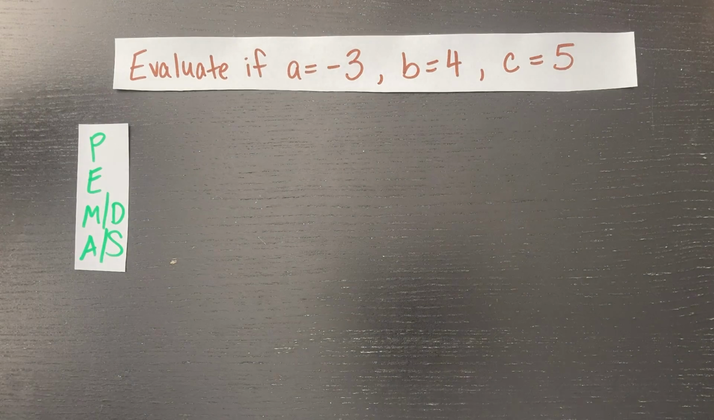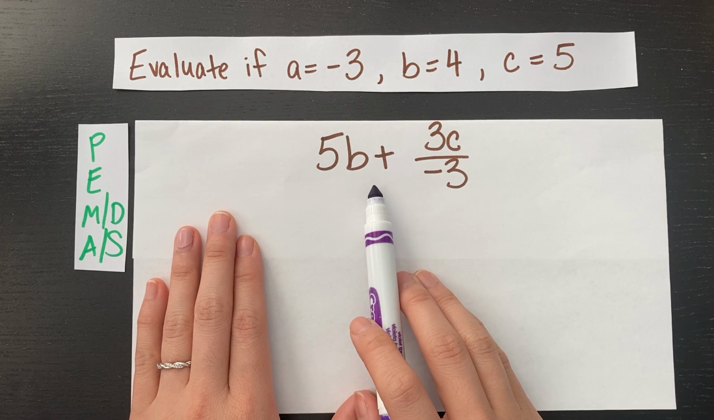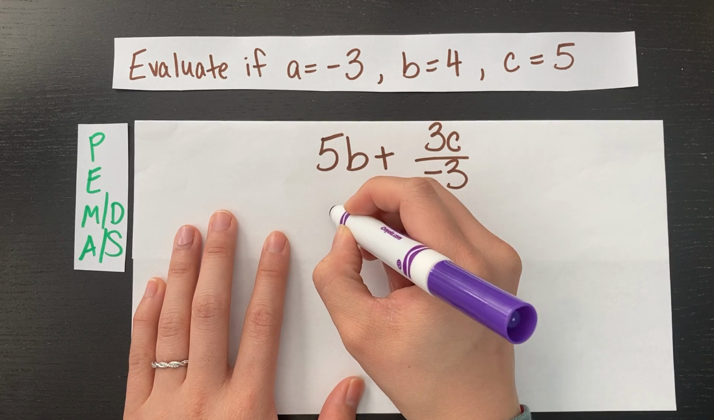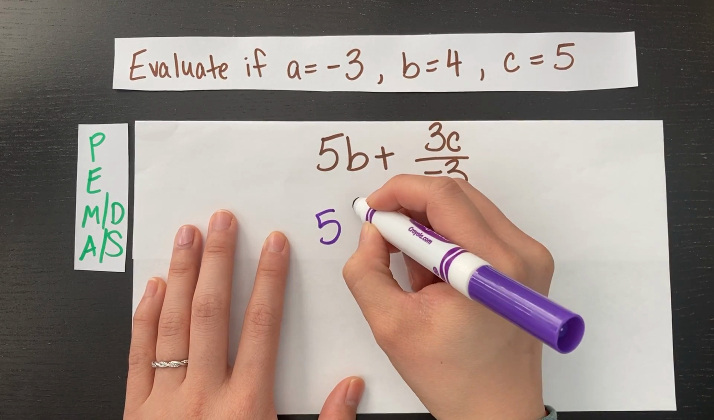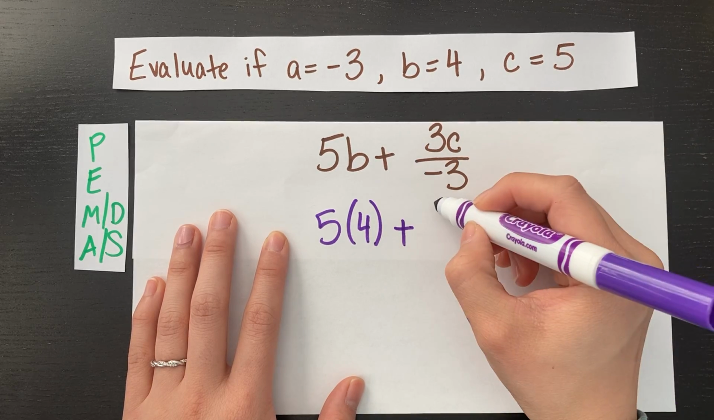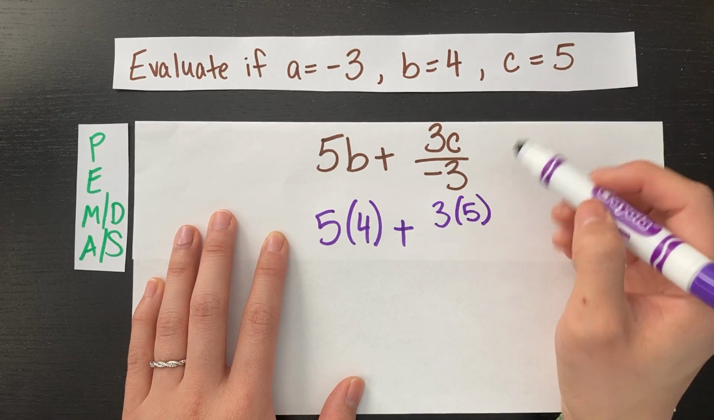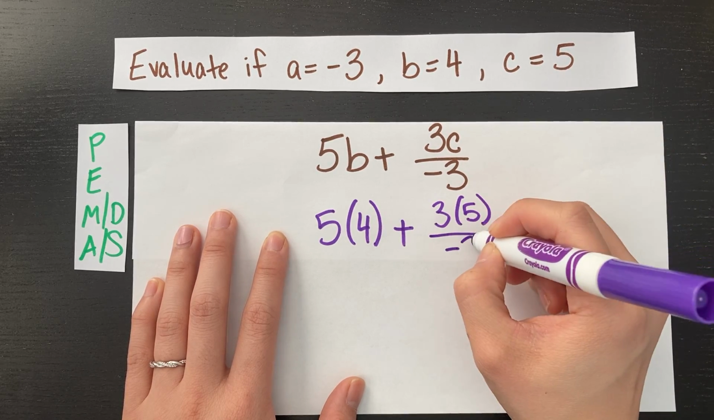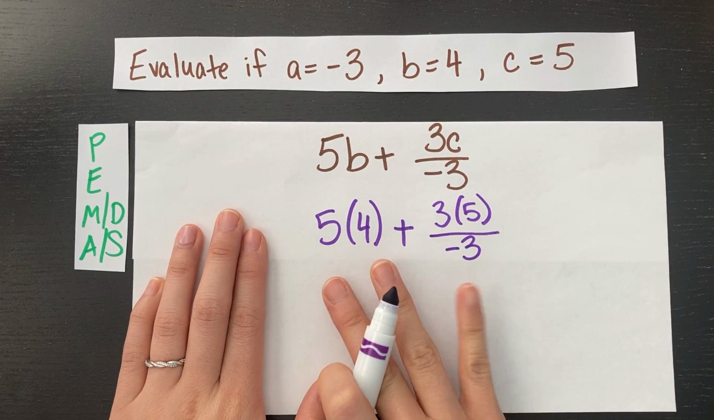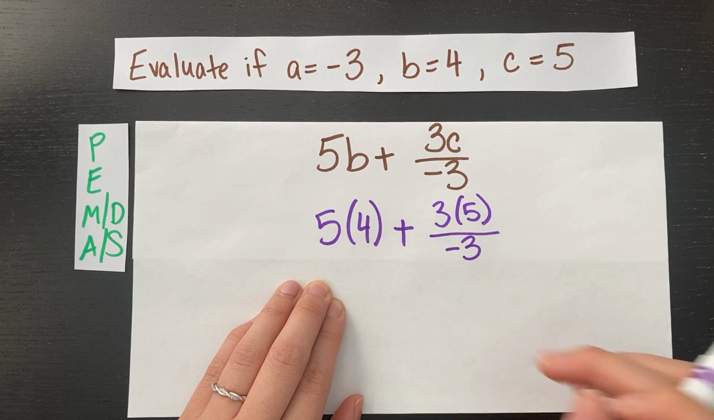Okay, all right, now we are at our last problem here. 5b plus 3c over negative 3. Okay, 5b is worth 4, plus 3c, so 3 times 5, because my c is 5, over negative 3. So I'm going to work on these sides separately, and I know addition is going to be one of the last things I do.